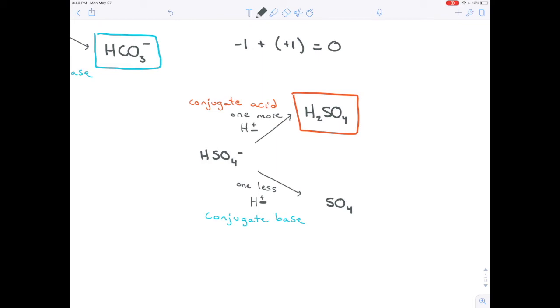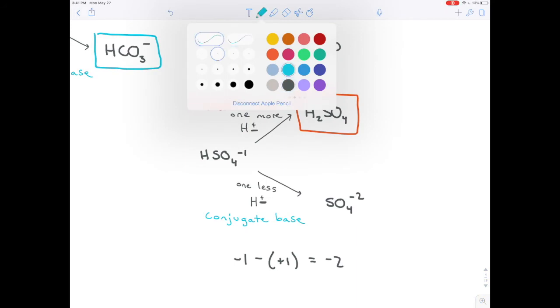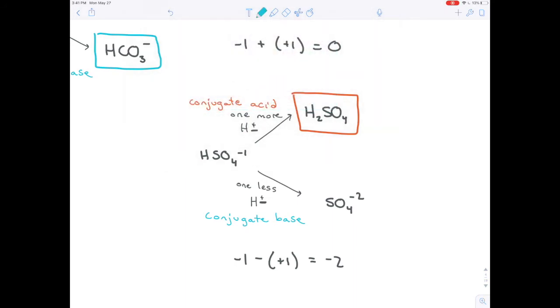Now, no number is written here, but when you don't have a number written for the charge, it's an implied 1. So you start with minus 1. We're subtracting a plus 1. So minus 1 minus 1, that'll be minus 2. And the charge at the top right of this new conjugate base will be minus 2. So the conjugate base of HSO4 minus will be SO4 2 minus.